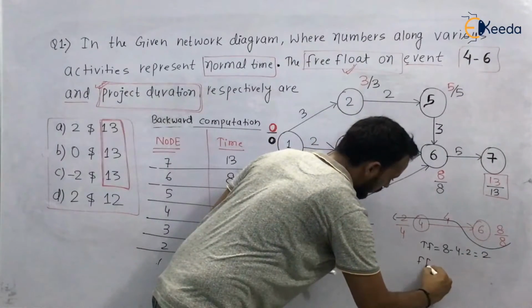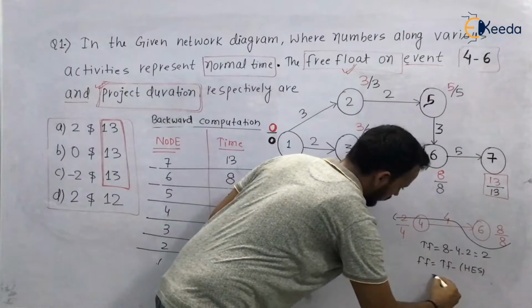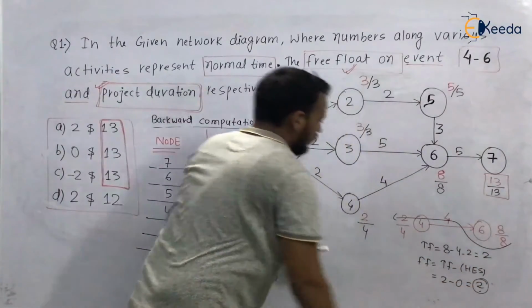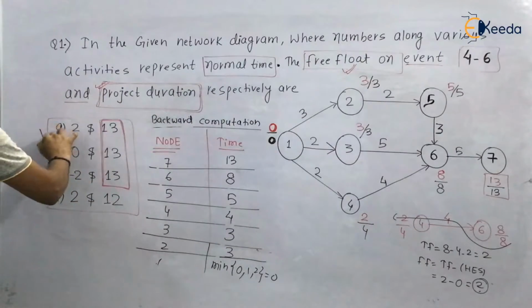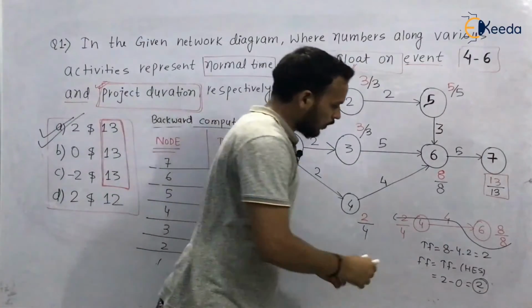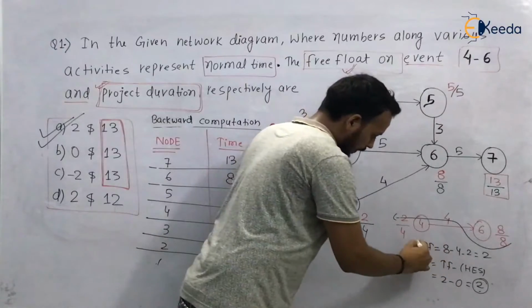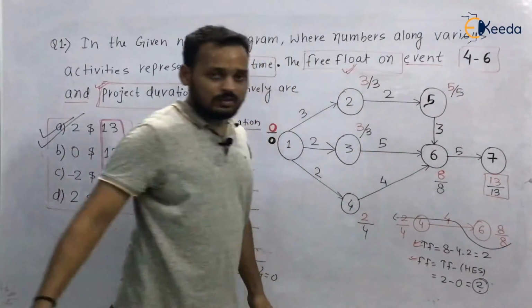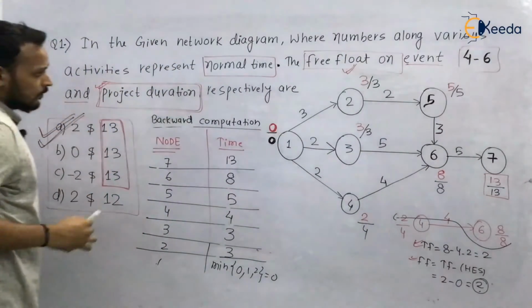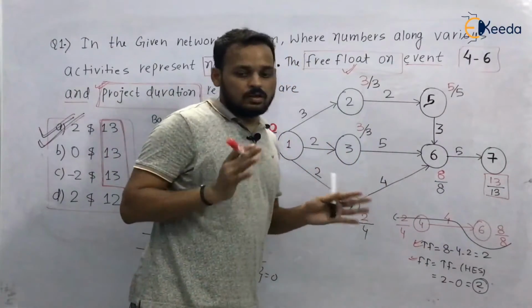And free float is total float minus head event slack. So it is 2 minus 8 minus 8, 0. It is 2. So the free float will be 2. The answer is A. The A option is correct. You can directly apply the formula, that is 8 minus 4 minus 2, but you can also apply it with the help of total float and free float. This is a 2 marks question, so it is quite easy. Just learn the process and apply the formula.